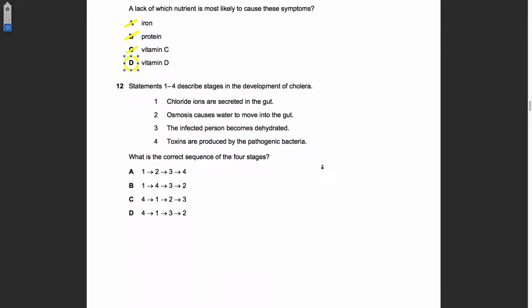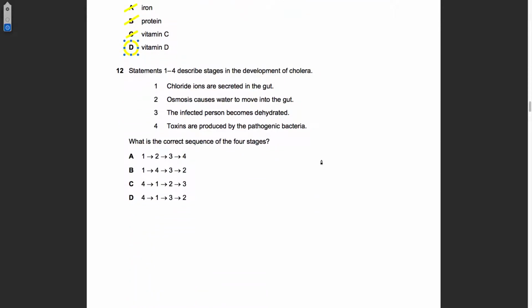Ooh, cholera. Right. This is quite a tricky little part of the human nutrition topic. So we just need to get them in the right sequence. The answers are there. We're just getting them in the right order. So if we go through, first of all, chloride ions are secreted into the gut. Osmosis causes water to move into the gut. The infected person becomes dehydrated. Toxins are produced by the pathogenic bacteria. Okay, so we're going to put them in the right order.